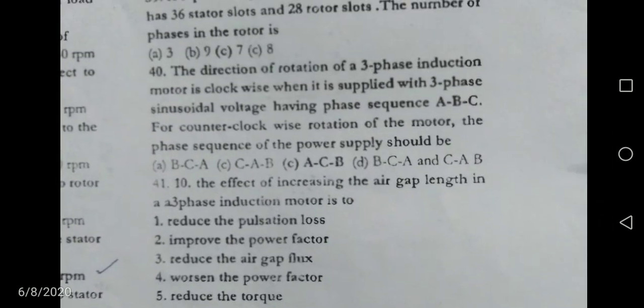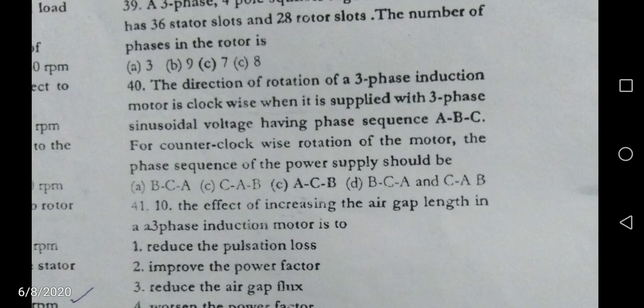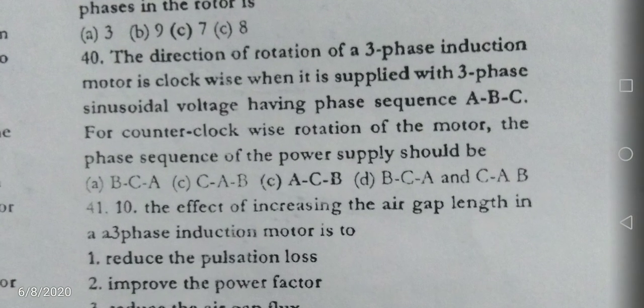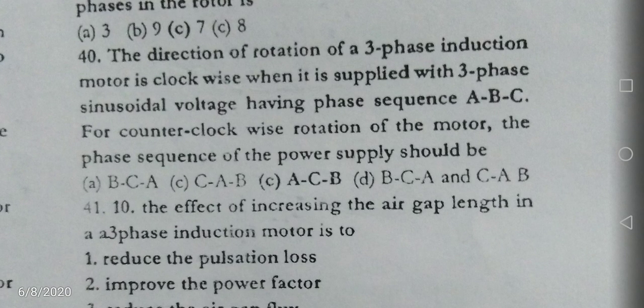And question number 40: the direction of rotation of a three-phase induction motor is clockwise when it is supplied with a three-phase sinusoidal voltage having a phase sequence ABC. For counterclockwise rotation of the motor, the phase sequence of the power supply should be. Option A is BCA, B is CAB, C is ACB, and D is BCA and CAB.